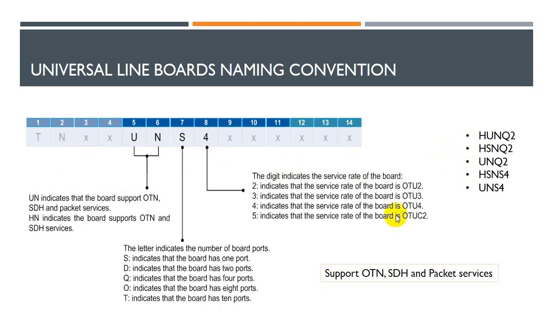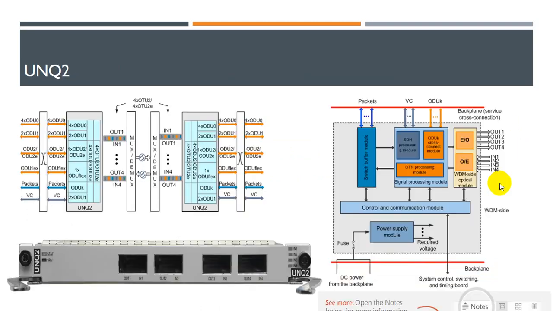So on the same line you can have this type of HUNQ2. So H is, we need to check, but UN universal, Q 4 port with OTU2. Okay, so likewise let's move further. So there is a UNQ2 board. So this is universal 4 port of 10G each, or OTU2 each.